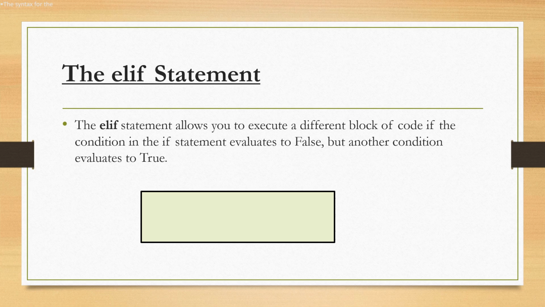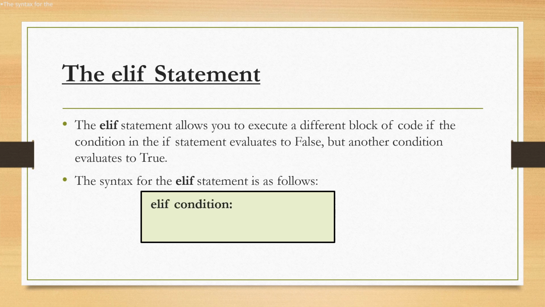So it means that if our first if statement is false, then the second one will be checked. If that is also wrong, then the third one will be checked, and if any one of them is true, then it will be executed and the program will be stopped. Okay, so the syntax for the elif statement is as follows.